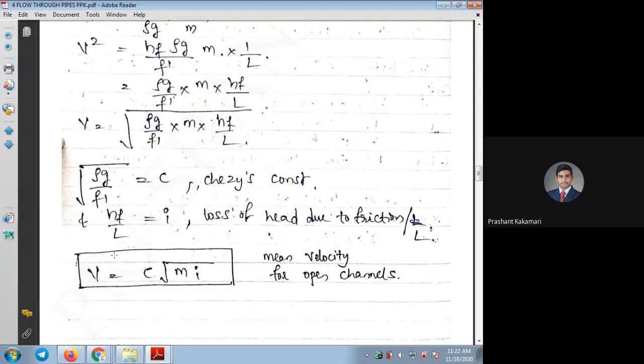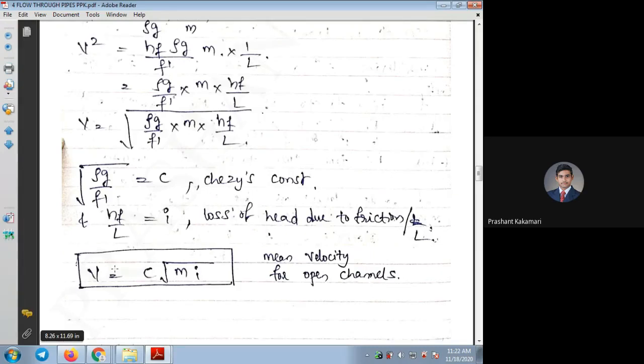So this velocity is called the mean velocity for the open channels. In the open channels, if you want to find out velocity, or in the closed channel also, you can use this equation, where using Chezy's constant, or these parameters, rho g by f dash under square root, and square root of m and square root of h f by l, one can find out the velocity of the channel.